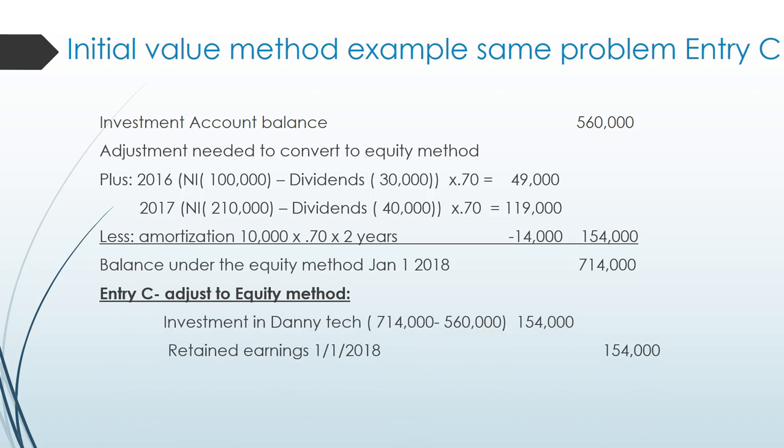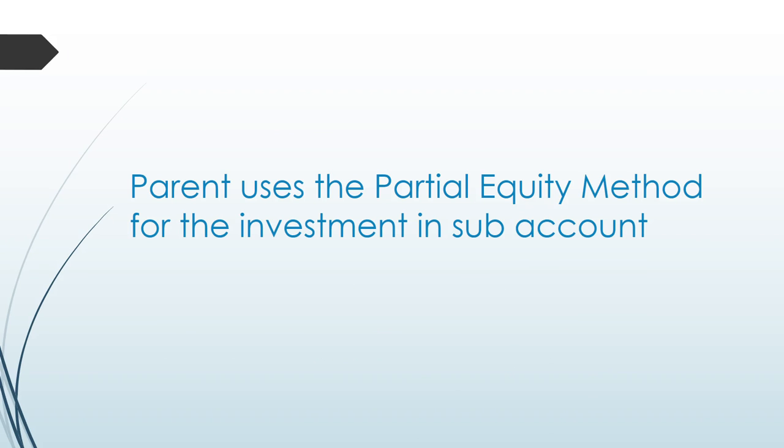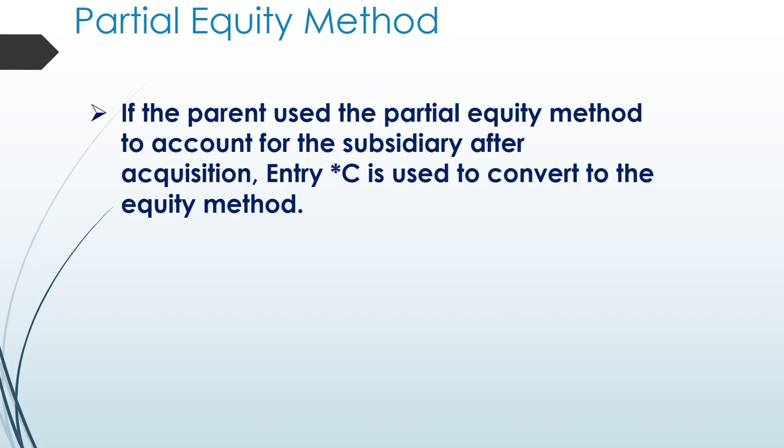So we're going to do entry C, which would adjust the investment account, Danny Tech, 154, and retained earnings to get us beginning retained earnings of 154. Now, what would it look like if we'd use the partial equity method? Well, as we know, the only thing we have to worry about is the amortization.